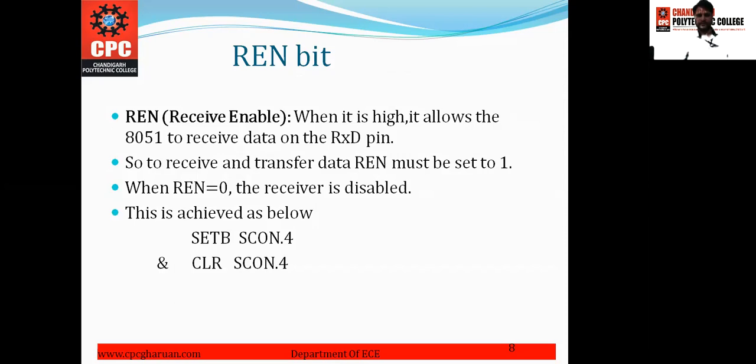This is achieved as below. To set the REN pin equal to 1, you have to write the command setb SCON.4, and to make this pin equal to 0, you have to clear this bit by using the instruction clr SCON.4.